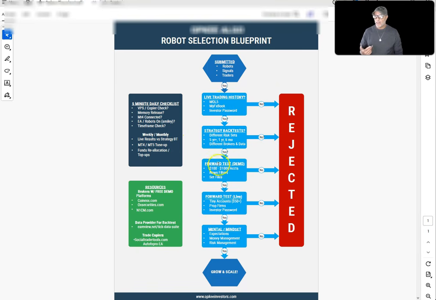We want a strategy back tested. We already understand that. If it doesn't pass the strategy test, it goes straight into the rejection bin. And then we say forward test it with the demo. Now, I really don't do this as much unless it's a large amount, like $5,000. I'm not going to test it with a real $5,000 without letting it run on a demo account first, even though a demo account is not as reliable as real money.